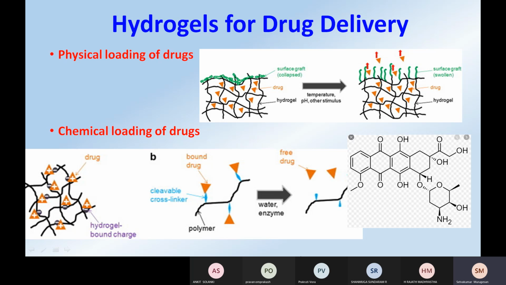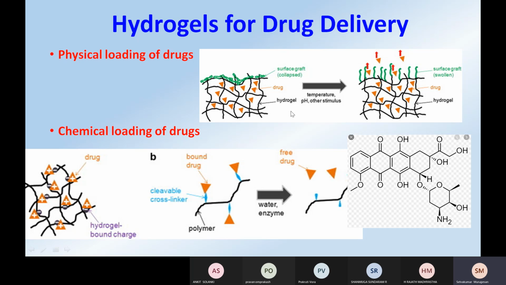Again, here we have two different types of drug encapsulation or loading. One is physical loading and another one is chemical loading. That means you prepare the hydrogel three-dimensional network, and into the structure you add drugs. Physical loading means with the help of secondary bonding. And once you have loaded the drug physically, you can release it.